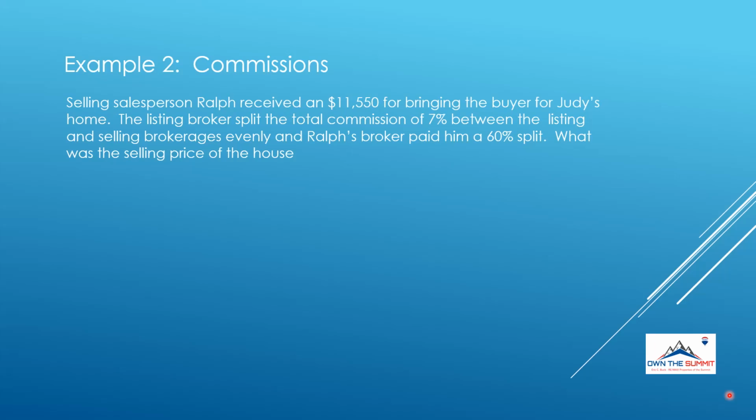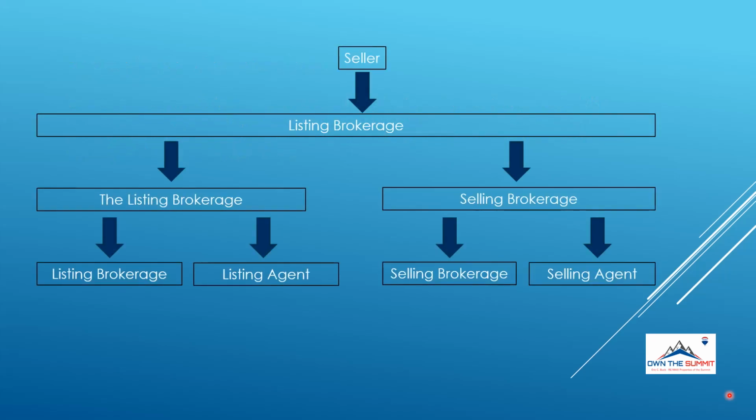Let's go to question number 2. Selling salesperson Ralph received an $11,550 check for bringing the buyer for Judy's home. The listing broker split the total commission of 7% between the listing and selling brokerages evenly, and Ralph's broker paid him a 60% split. What was the selling price of the home? Well, this is going to be a multi-step problem. But first, let's make sure we understand how commissions are dispersed.